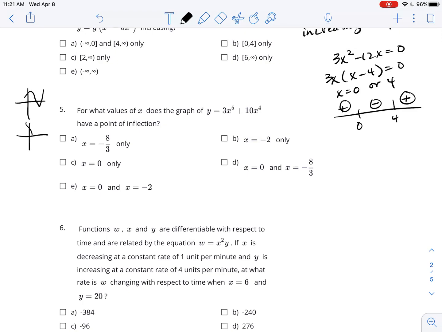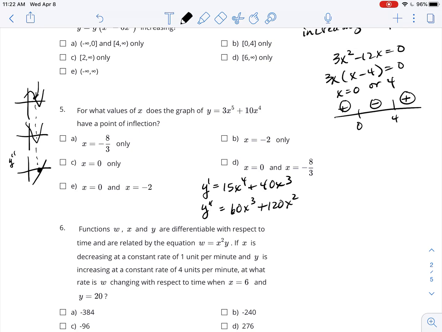For number 5, for what values of x does this function have a point of inflection? And I'm just going to recall my position, velocity, and acceleration. A point of inflection on a function is going to be where the second derivative, y double prime, is going to change from negative to positive or positive to negative. And so I'm going to find my second derivative. So that's 15x to the 4th plus 40x cubed, and then y double prime is 60x cubed plus 120x squared.